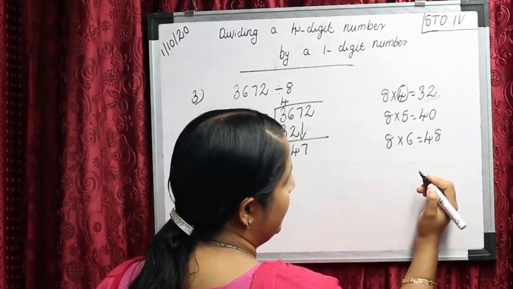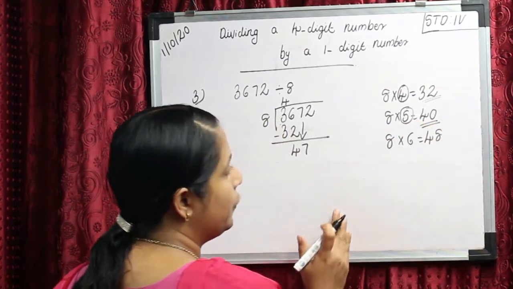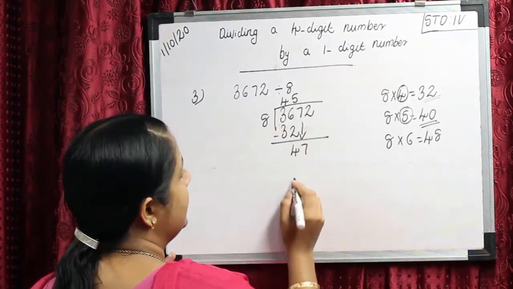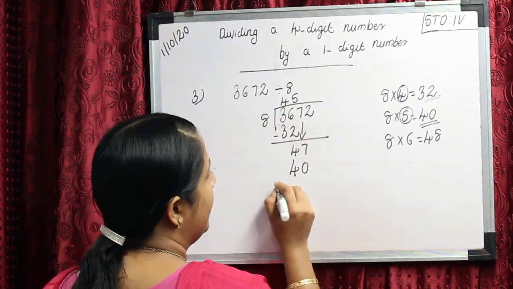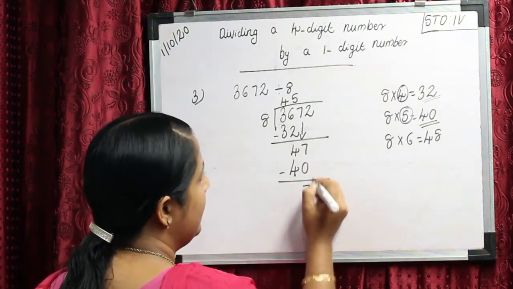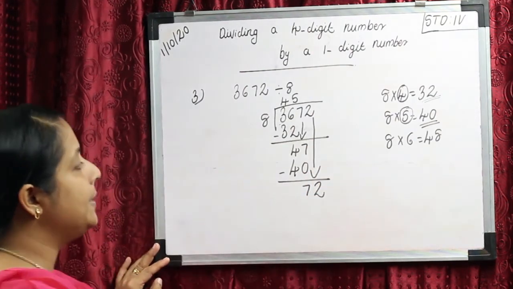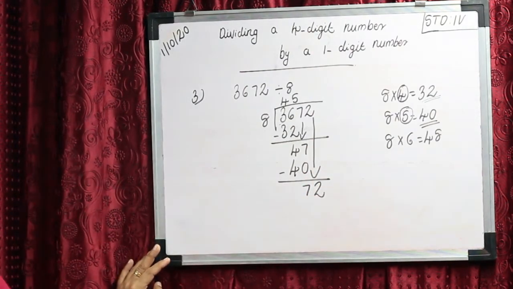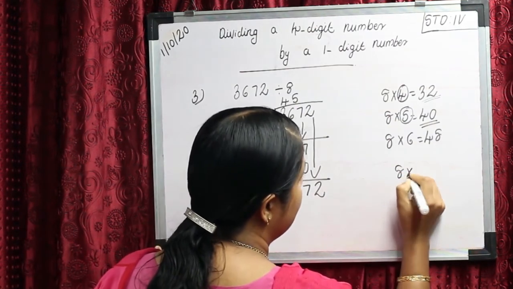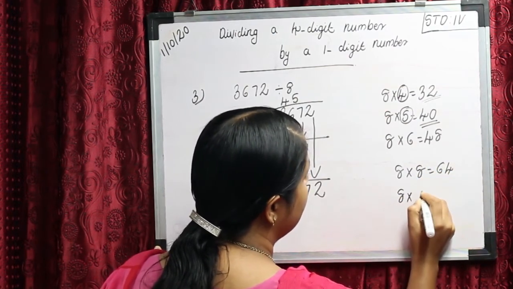Then which is the number less than 47? 40. Then how many times do we get 40 in the table? 5 times. So we write 5 here. 5 8s are 40. Then 47 minus 40 is 7. The next number is 2. Then in 8's table we want 72. 8 8s are 64 and 8 9s are 72.